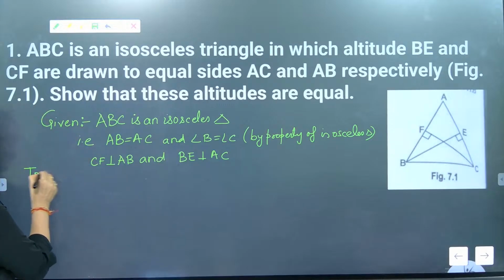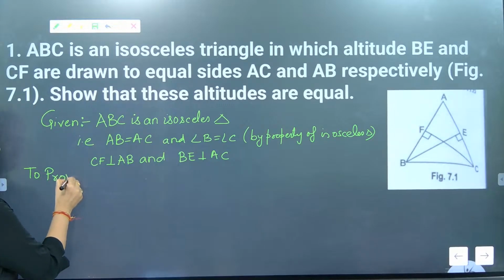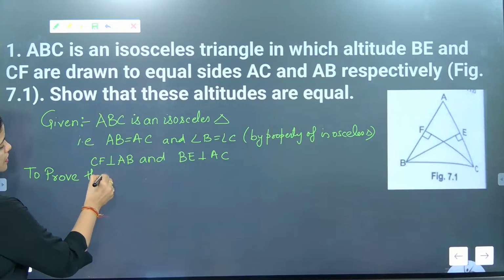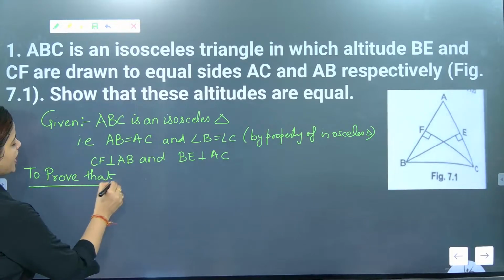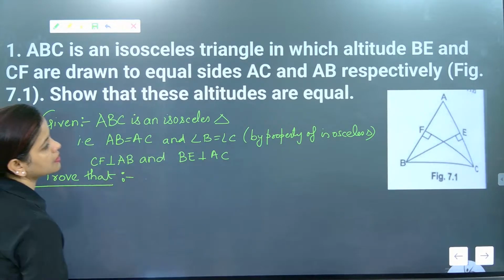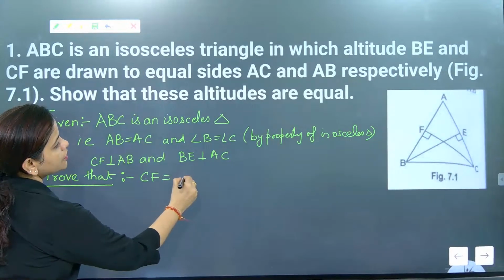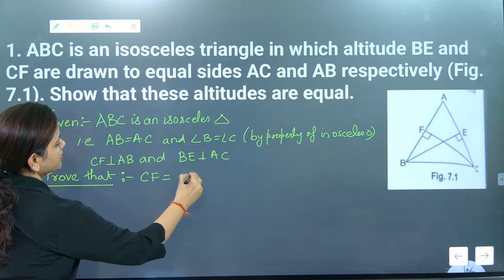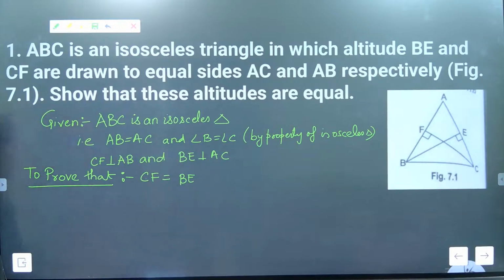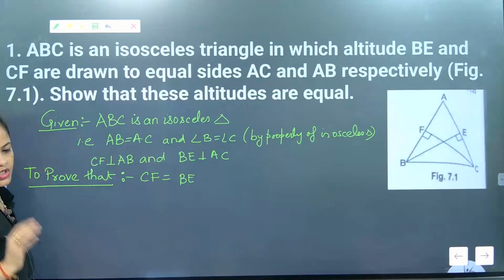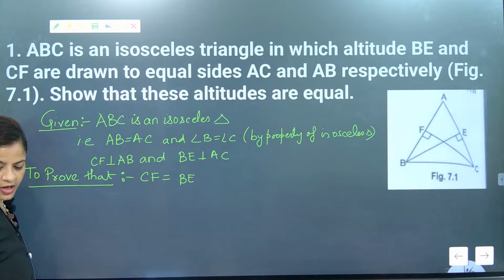Now what you need to prove? To prove that CF is equal to BE. This is what you need to prove. This is what is given to you. So according to the question, what is given to us, we are trying to prove this. Is it okay for you?